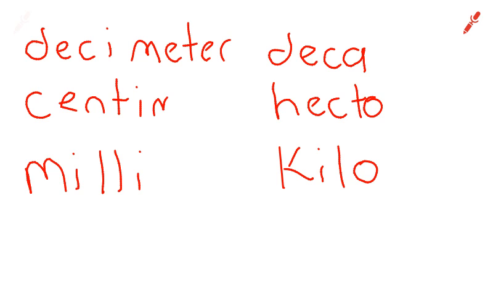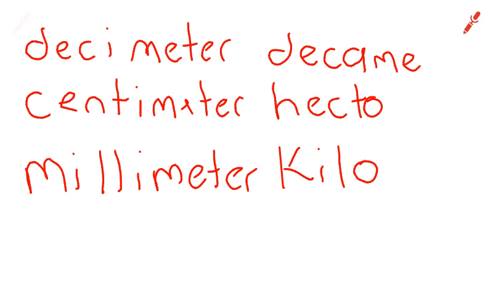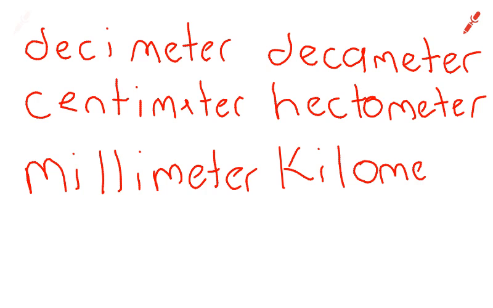Decimeter. Centimeter. Ooh, that's a funny R. Millimeter. Continue on. Decameter. Hectometer. And kilometer. So right here we have 6 different metric forms of measurements.